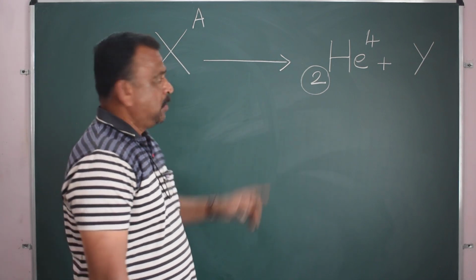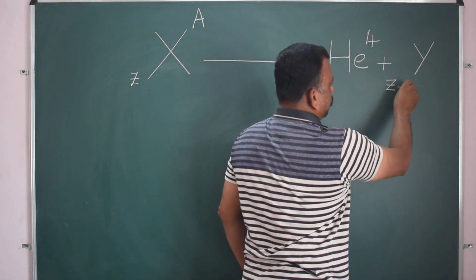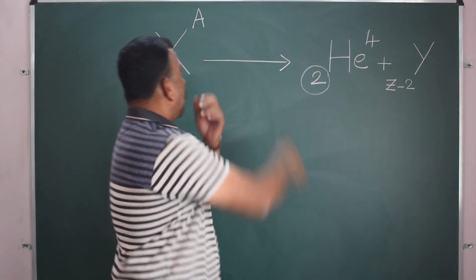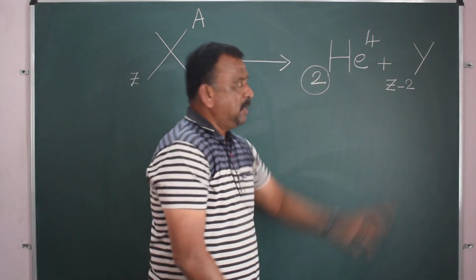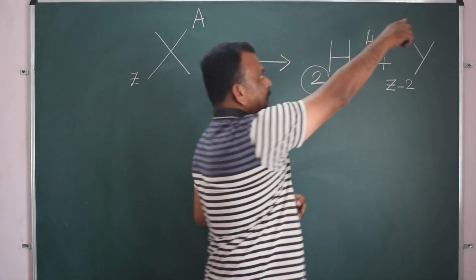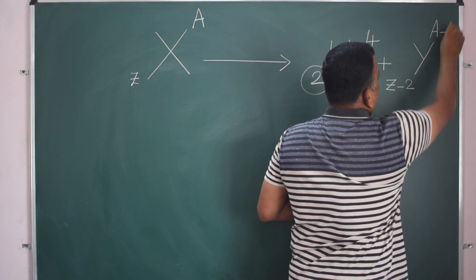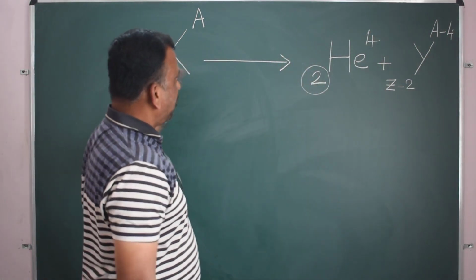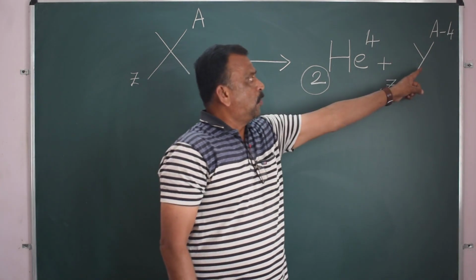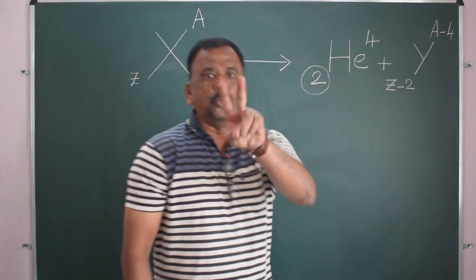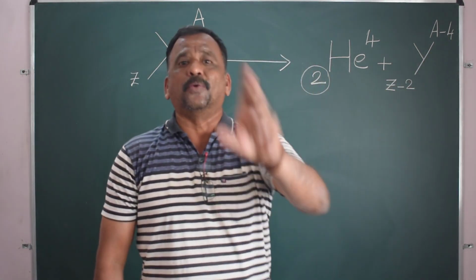Now, how many protons are lost? 2 protons are lost. Originally, there were Z protons. Therefore, the new proton number will be Z minus 2. And originally, how many nucleons were there? There were A nucleons. On account of emission of an alpha particle, 4 nucleons are lost. Therefore, the mass number of the new nucleus formed will be A minus 4. So if you look at this equation, whenever a radioactive nucleus emits an alpha particle, the new nucleus formed will have atomic number 2 less than the original nucleus and mass number 4 less than the original nucleus.